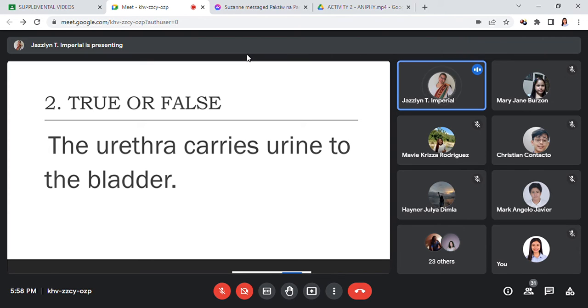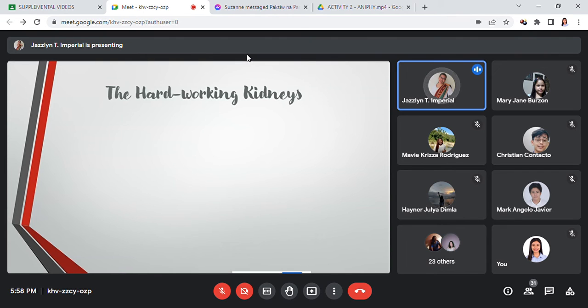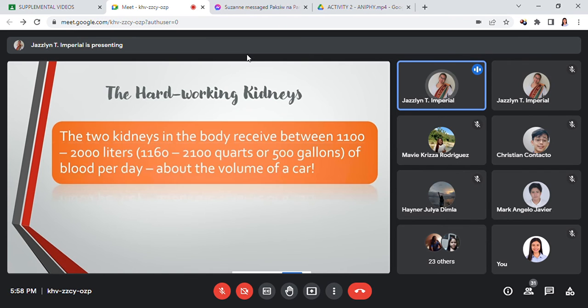All right, so that's it. So we now go to your kidneys, your very hard working kidneys. Take care of your kidneys for long life. So you have two kidneys. Did you know that? These kidneys receive between 1.1 liters to 2 liters of blood per day.